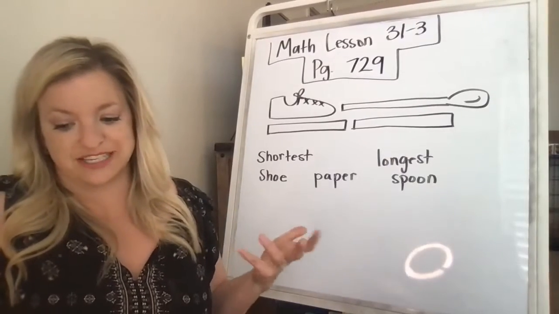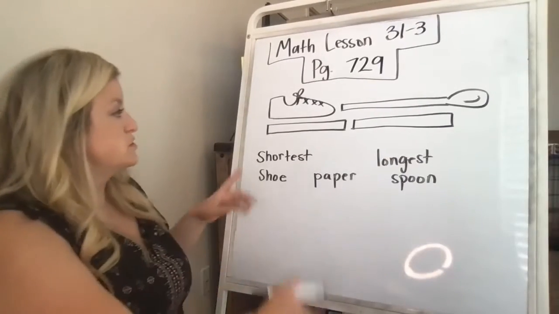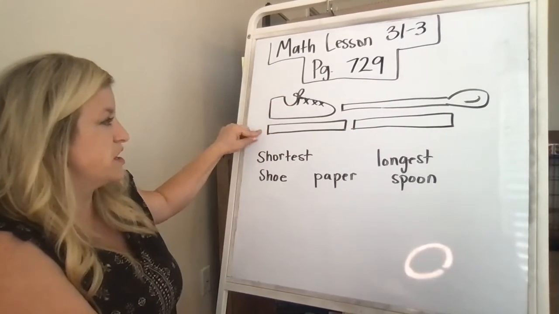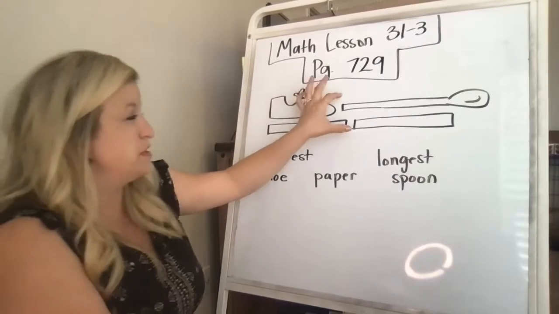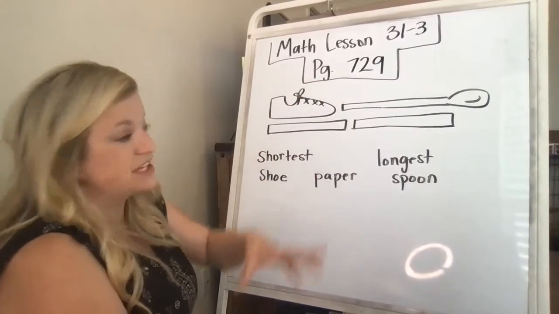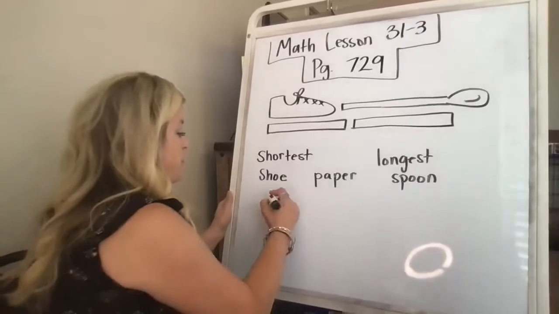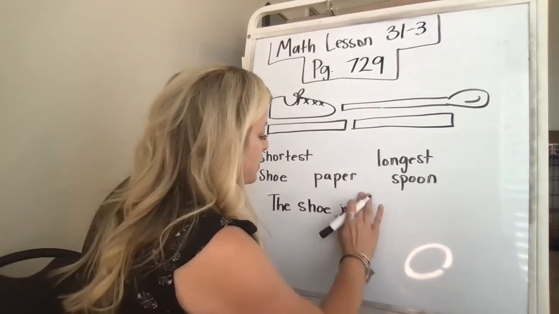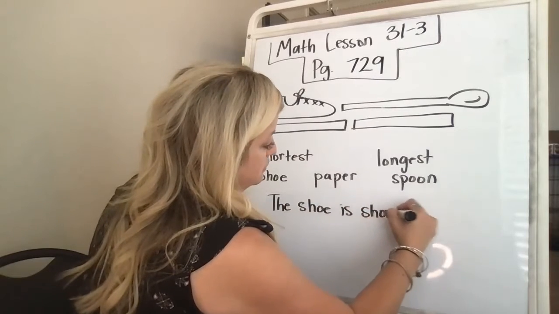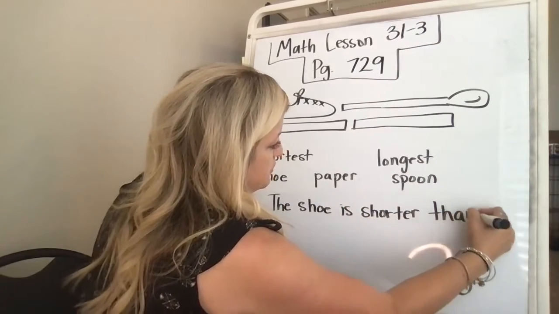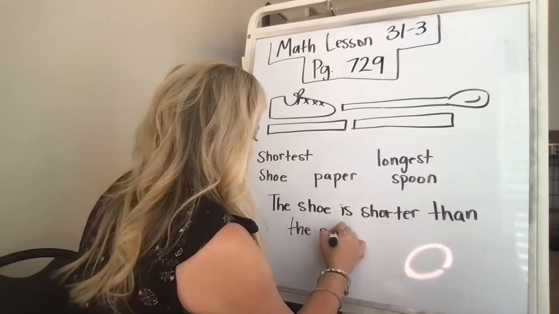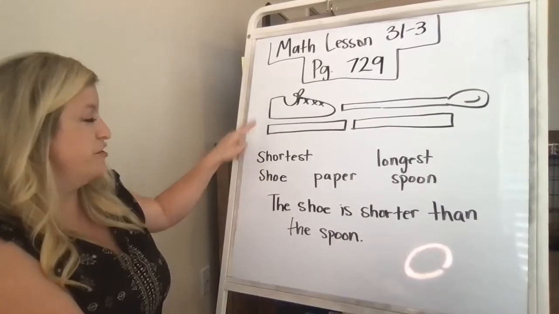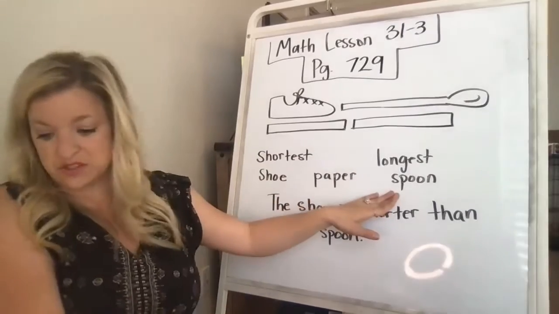So what they're asking though is the shoe longer or shorter than the spoon? So is the shoe longer or shorter when I'm comparing? So I use this piece of paper to say the piece of paper is longer than the shoe, but the piece of paper is shorter than the spoon. So that means the shoe is shorter than the spoon. The shoe is shorter than the spoon because what it does is it says the shoe, then the piece of paper, and then the spoon is the longest.